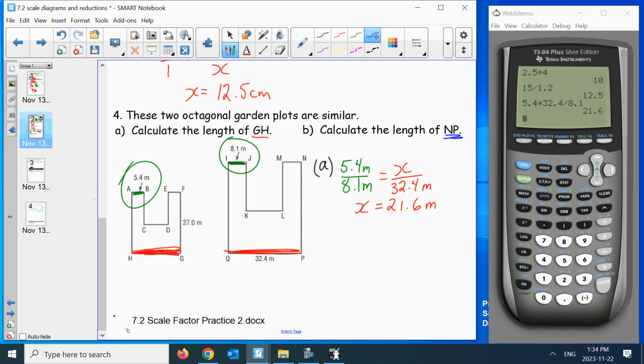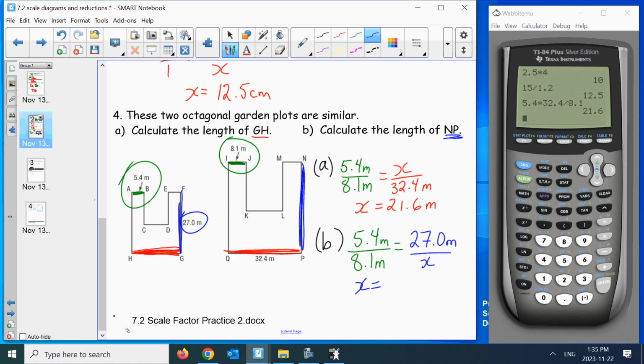Then we're going to look at NP. NP is on the big guy. That's the same corresponding side as this 27 over here. But guess what? We start out the same way. The reference for my scale is in green. I say 5.4 from the little guy is matched to 8.1 corresponding on the big guy. That's going to be equal to the ratio of the little guy's side, 27, which is matched to NP, so I'll call that X. Cross multiply, divide by the lower: 27 times 8.1, divided by 5.4. It's 40.5. There's my answer.